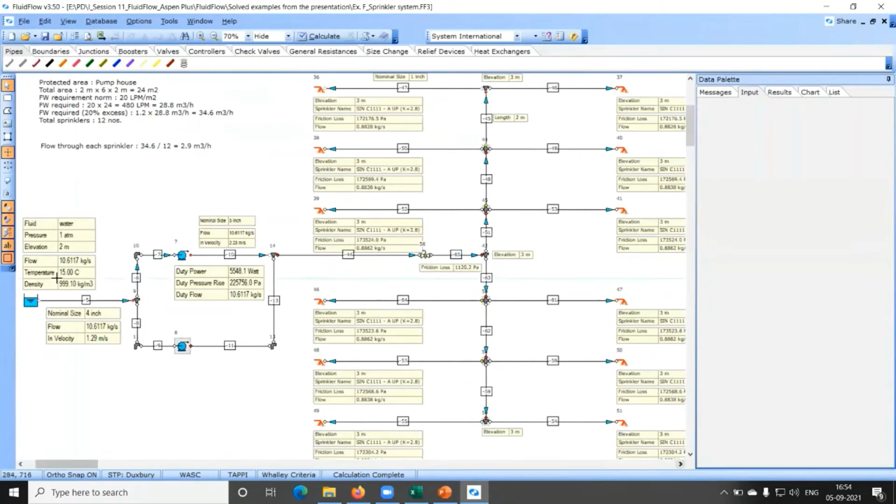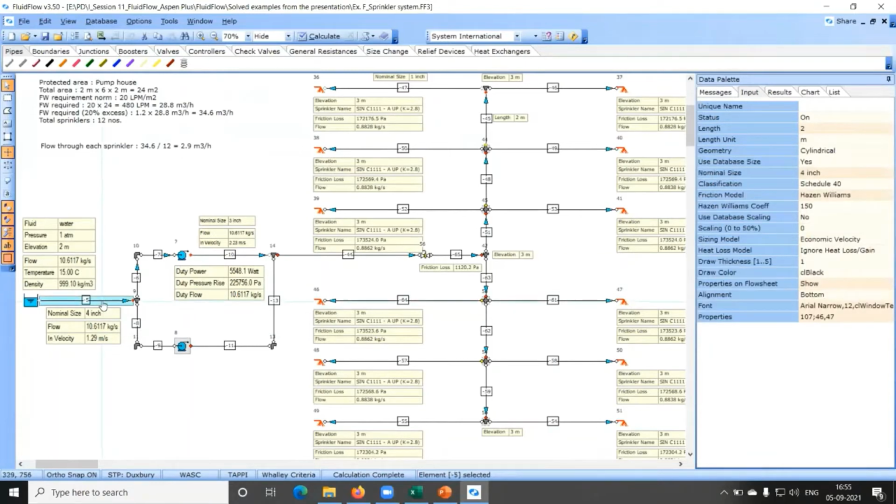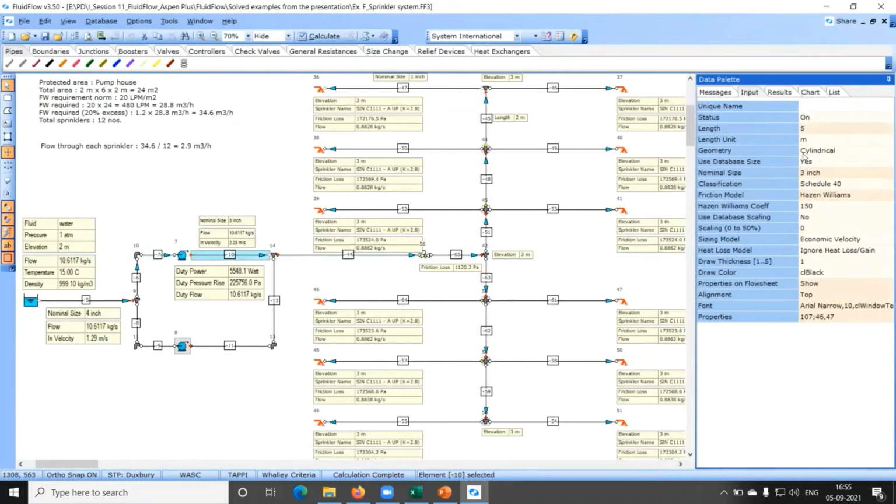All right. So let's start with the tank. The tank is having, say, 2 meters elevation, stagnation pressure, right? There is this suction pipe, 2 meter 4 inch. So why did I select 4 inch? Because the velocity is coming 1.3, which is not bad. Then the pump. For the pump also I provided this test fire water, right, with some data from the vendor. Then the pump discharge pipe I had taken 3 inch; inlet is 4 inch, outlet is 3 inch.